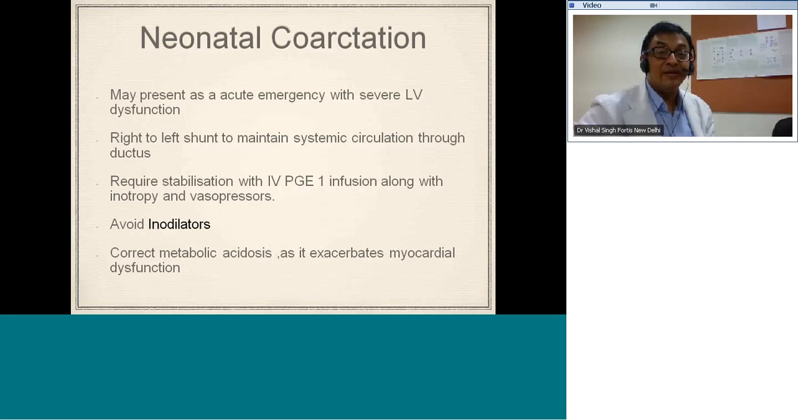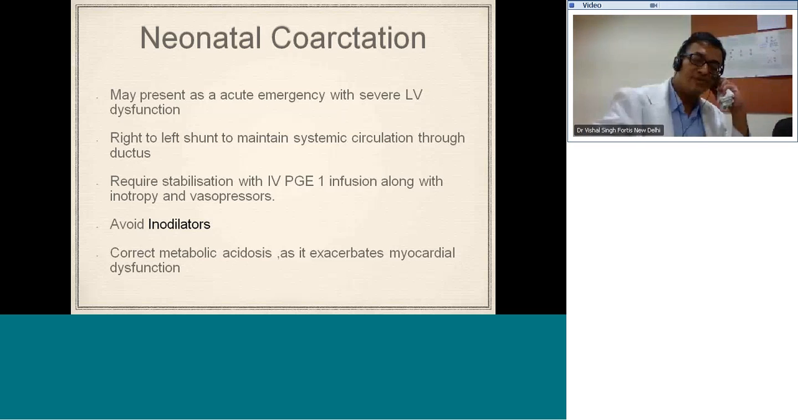And in coarctation, avoid vasodilators, like milrinone, and dobutamine as the primary pressor or inotrope, because you will end up having problems, since you already have an obstructive LV dysfunction due to the obstructive gradient ahead. Correct the metabolic acidosis as it exacerbates myocardial dysfunction.